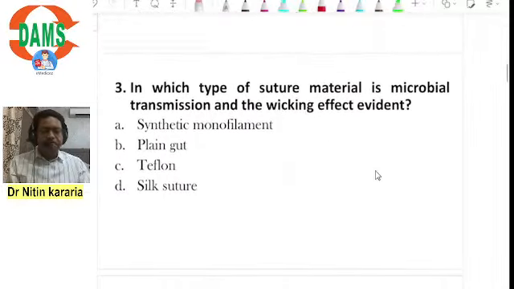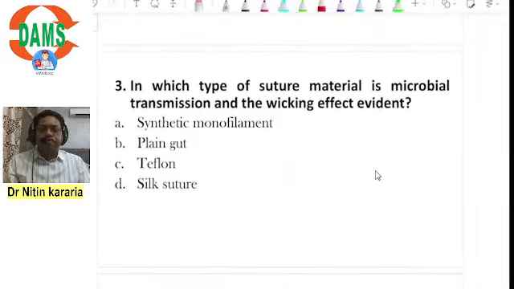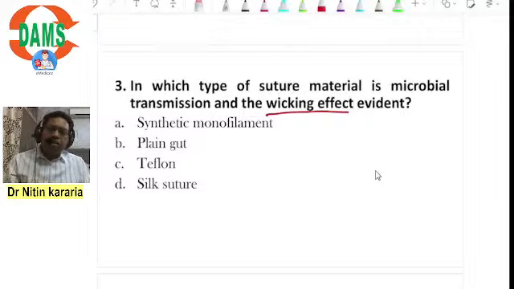Coming over to the next question. In which type of suture material is microbial transmission and the wicking effect evident? We know what the wicking effect is. Wicking effect is the capillary action that would result in suction of tissue fluid, microbes, etc. through the suture to the site of surgery or wound.